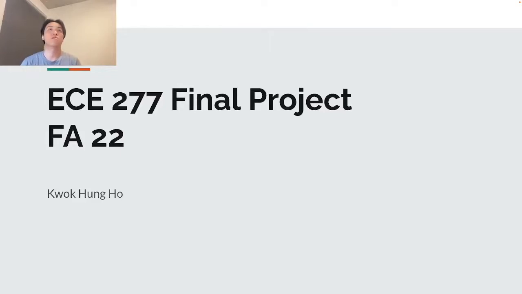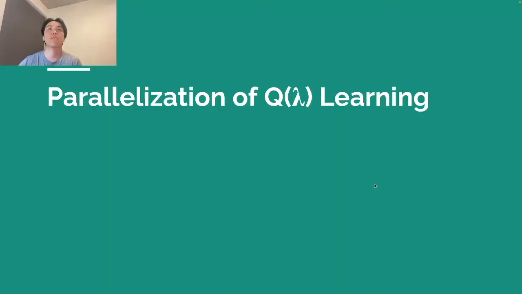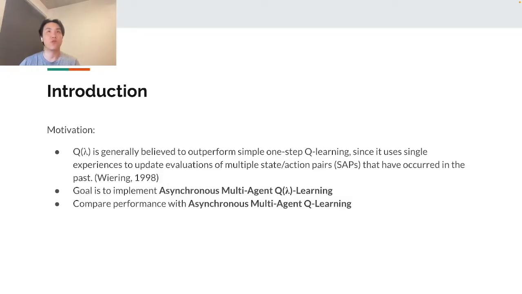All right, hello. So today I'll be presenting the ECE 277 final project. The topic I chose is parallelization of Q-lambda learning. So let's go over a little introduction about some motivation about why I chose this topic.